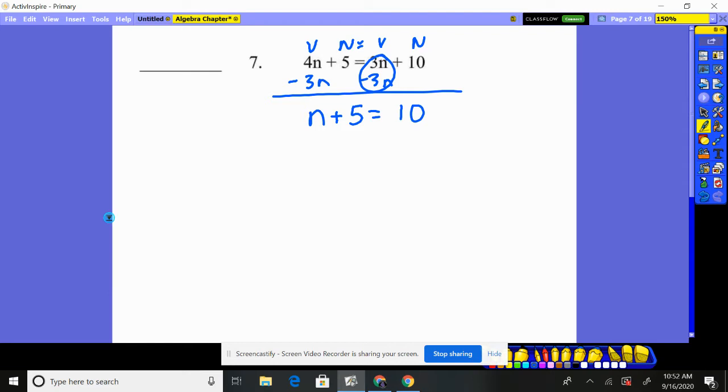Now, I need to get my numbers to the other side, so I need to move that 5 over. How am I going to get rid of adding 5? I subtract 5 from both sides of the equation, and I get my final answer, n is equal to 5.